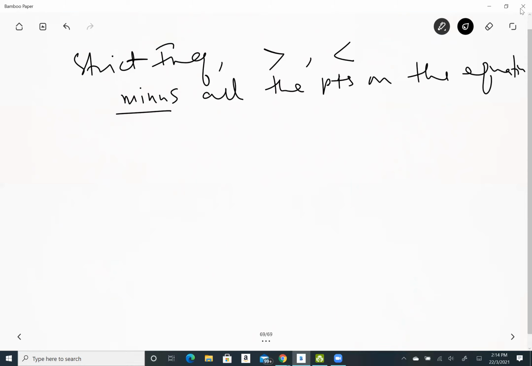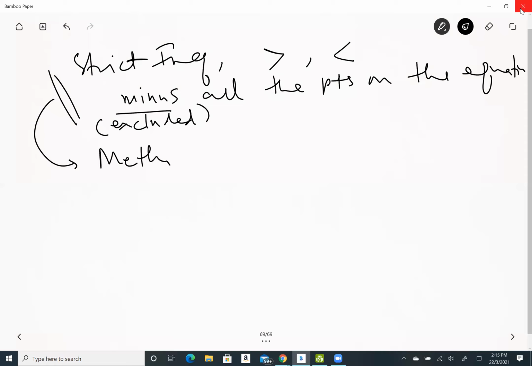All the points on the equation will not be included. In other words, all the points on the equation or on the line will be excluded. All right. Now, how do you draw it? The method is still the same. It's just that you have to exclude all the points on the line.